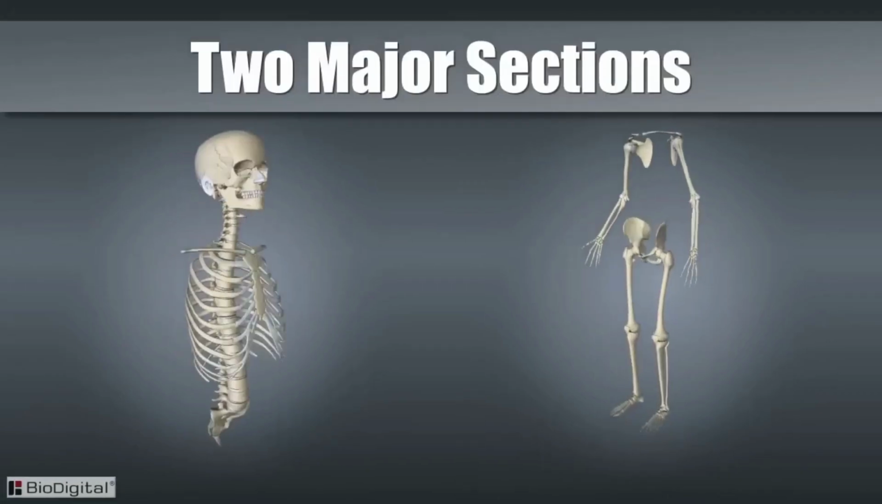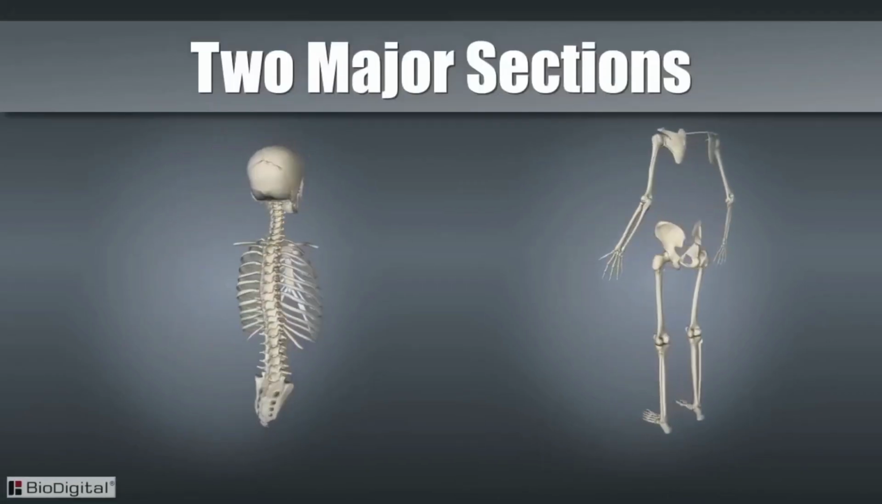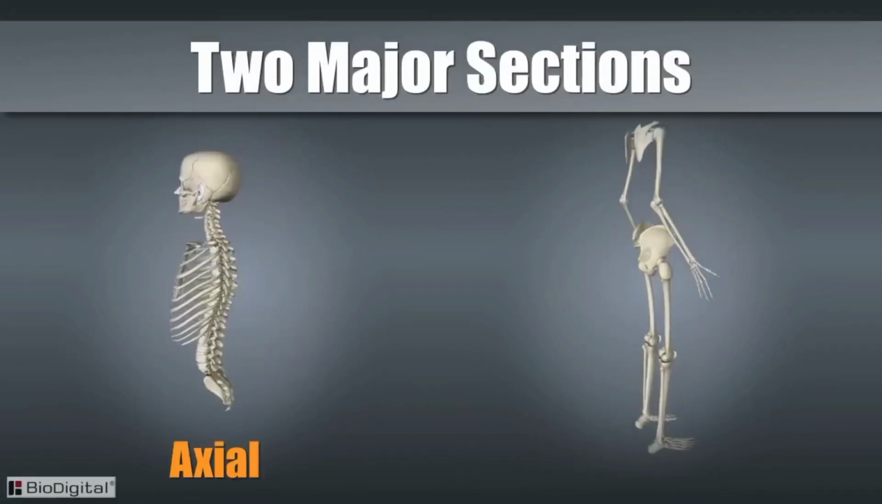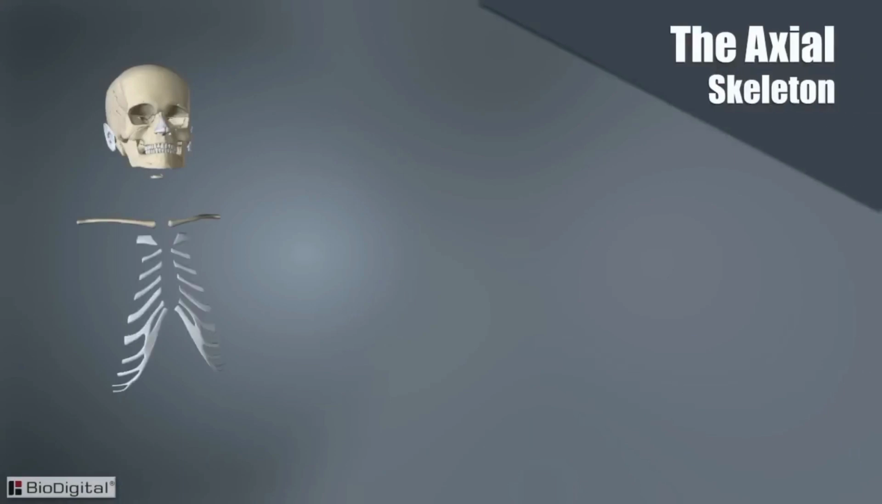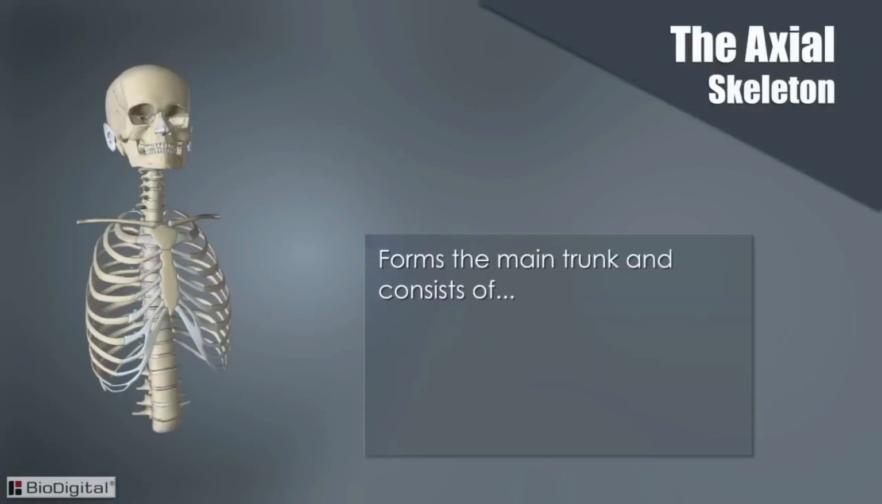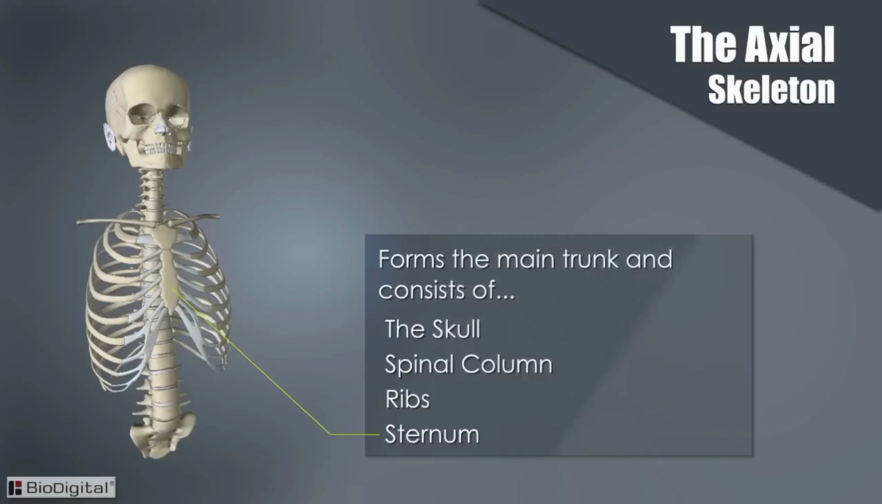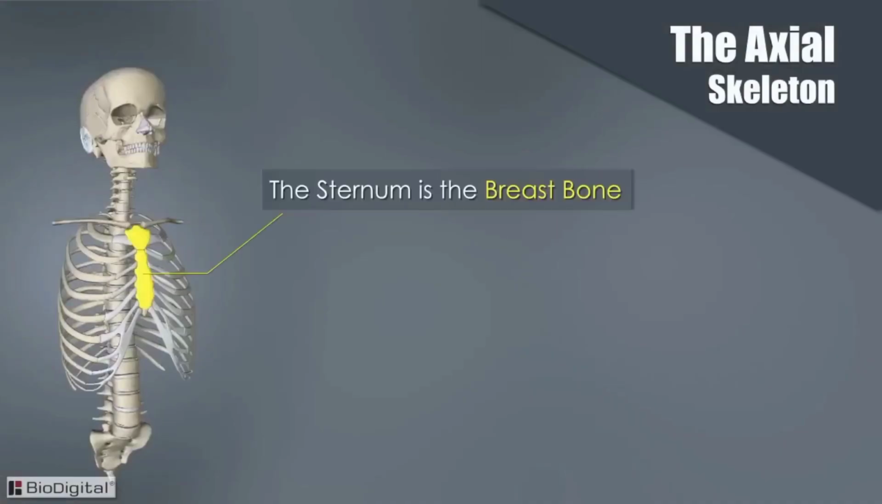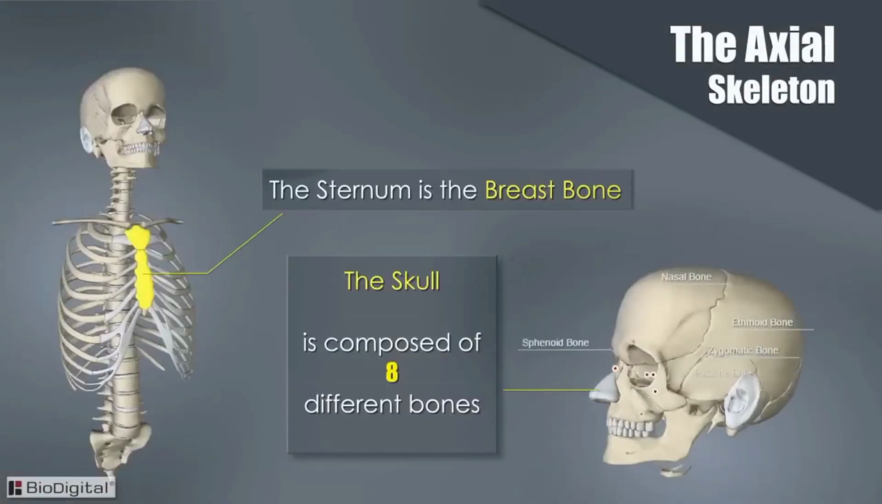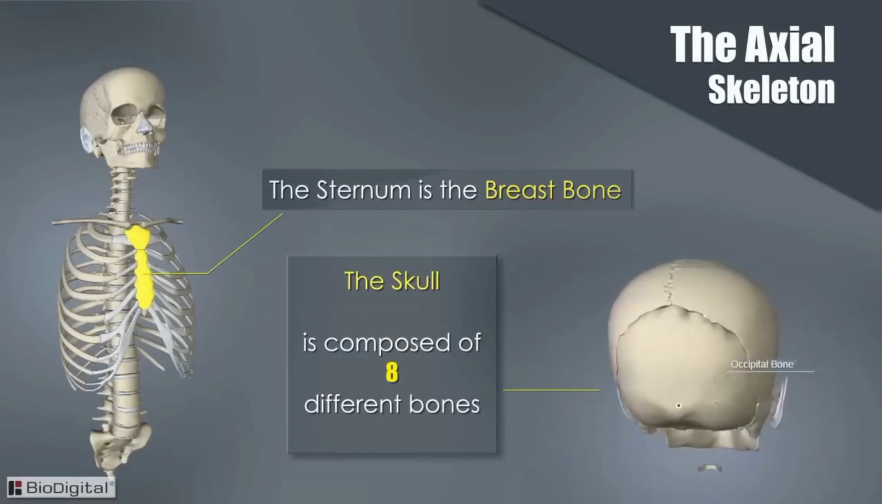The skeleton is divided into two major sections: the axial skeleton and the appendicular skeleton. The first section we'll cover is the axial skeleton. This forms the main trunk of the body and consists of the skull, spinal column, ribs, and sternum. The sternum is the breastbone, and the skull is composed of 8 different bones.